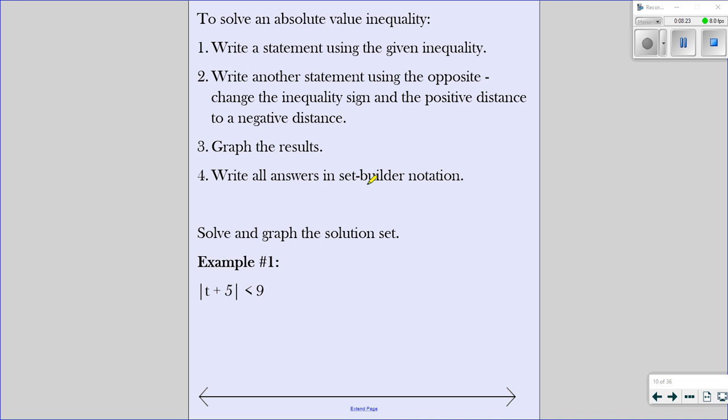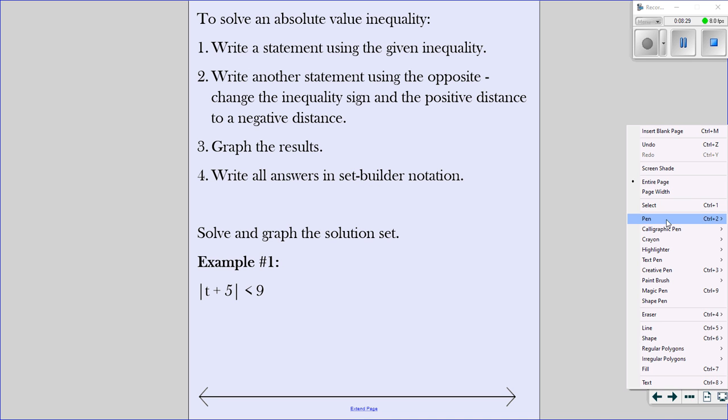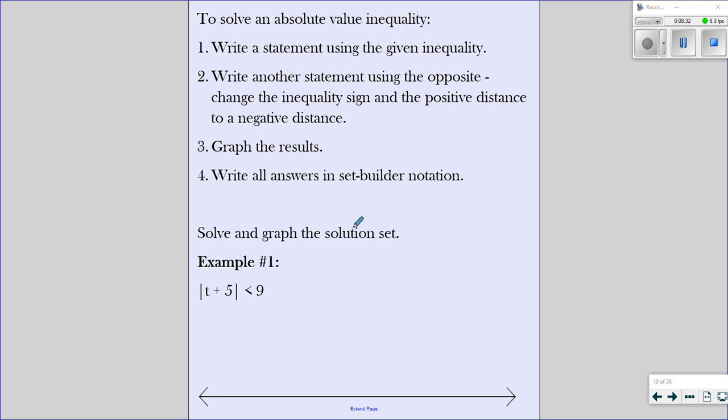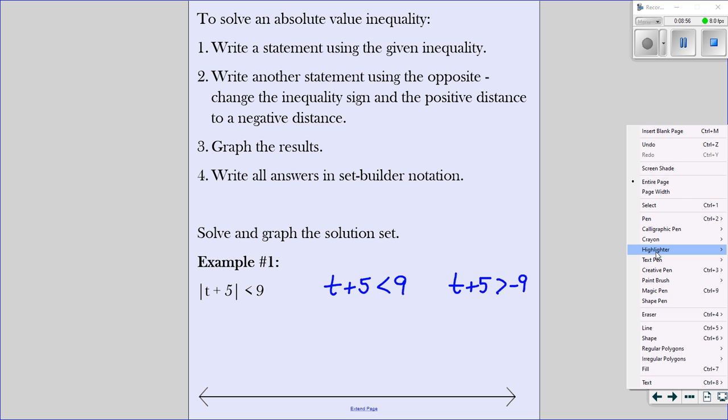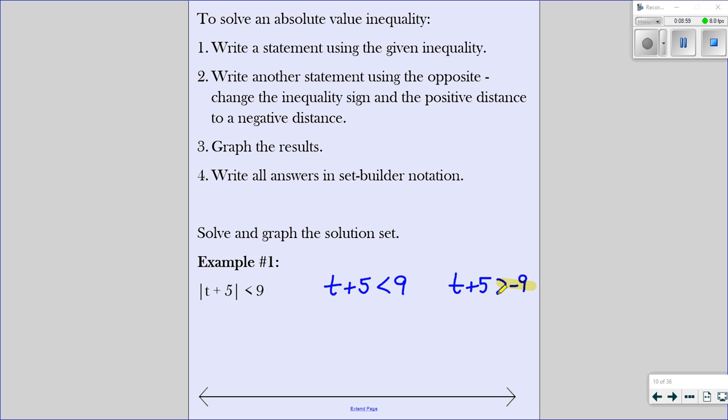All right, this is going to be different from what you've done with the absolute value equations. So I'm going to show you what I mean by different. You would write 2 different inequalities. So you have t plus 5 less than 9, and then the other one, t plus 5 is greater than -9. This is where this is different from the absolute value equation. So this is number 2.